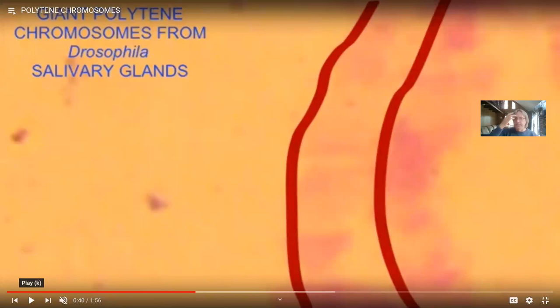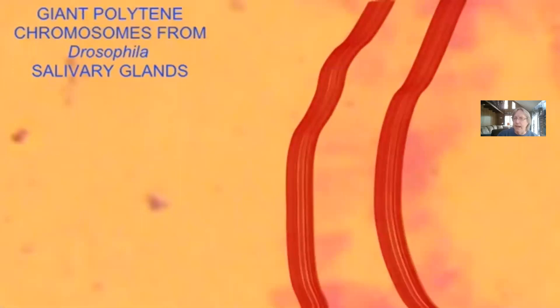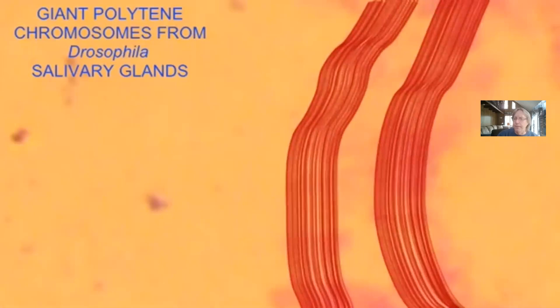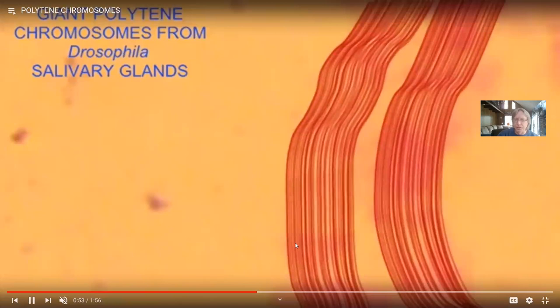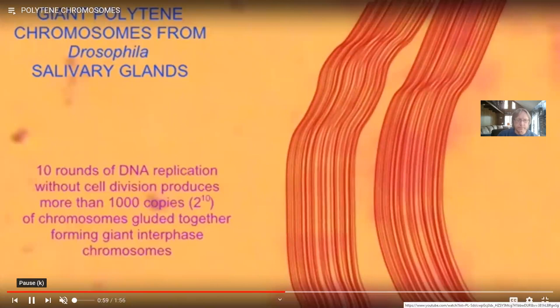Why are Drosophila chromosomes just so big? Well, it's because the chromosomes can be replicated. So the DNA is replicated, so now there's another copy, but they stay attached to each other. And then they get replicated again and again. Because there are so many duplicates of the same molecule of DNA, which remain attached to each other, it forms this giant chromosome. So 10 rounds of DNA replication without cell division produces more than 1,000 copies of these chromosomes, which are then joined to form these large interphase chromosomes.